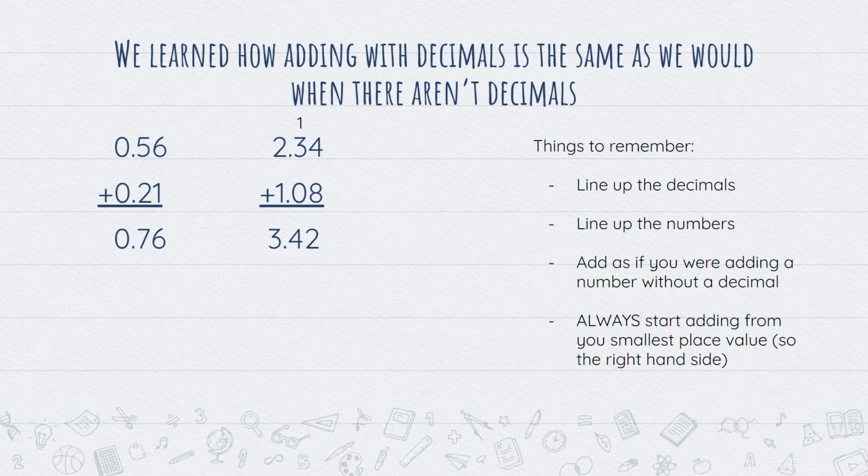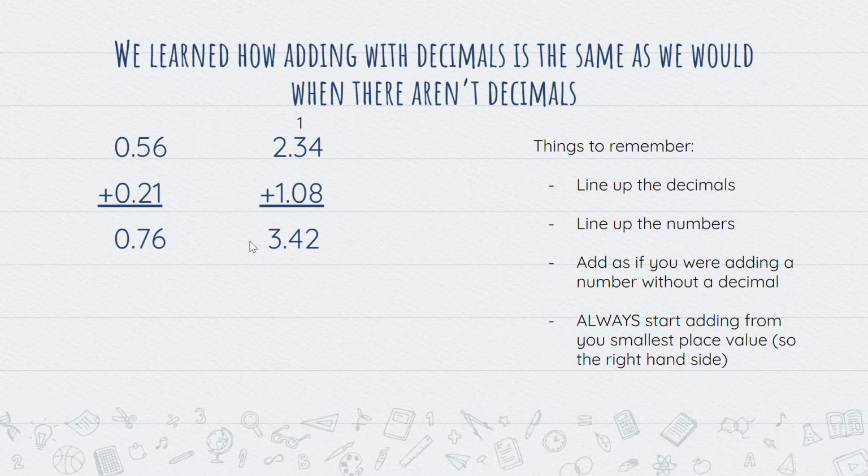We learned that when we add decimals, it's identical to how we add numbers that don't have decimals involved. Things to remember were we want to line up the decimals, line up the numbers, add as if we're adding normally, and always start from our right hand side, or our smallest place value numbers, and move up that way, or move to the left.